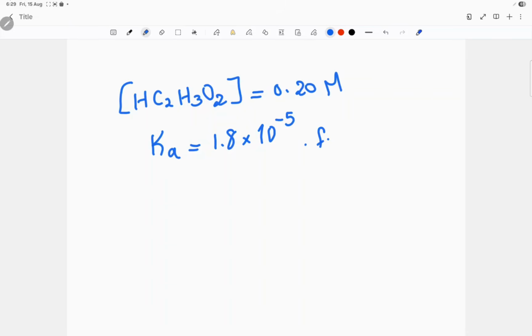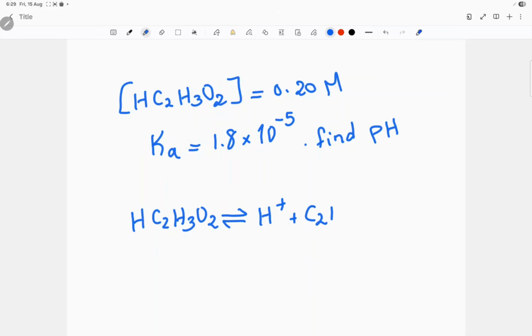Now the question says, find the pH. You cannot just say negative log of 0.20 because we have to do the ICE table. Which involves a balanced equation? Yes, we now have to take the HC2H3O2 and break it up reversibly into H+ with C2H3O2-. This is 0.20 molar.